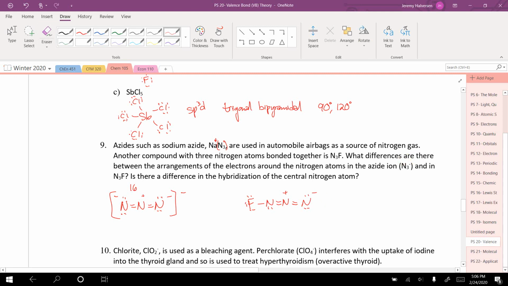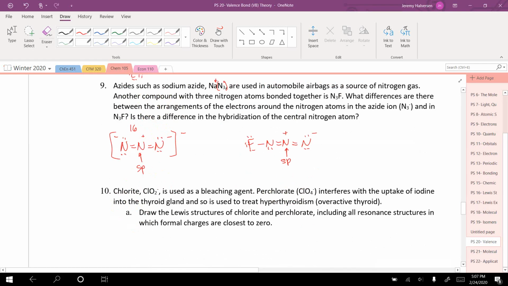What differences are there in the arrangement of the electrons around the nitrogen atoms in NF3? Is there a difference in the hybridization of the central atom? So this is the central nitrogen. Central nitrogen, what's the hybridization? sp, sp. So there's no difference in terms of the hybridization.